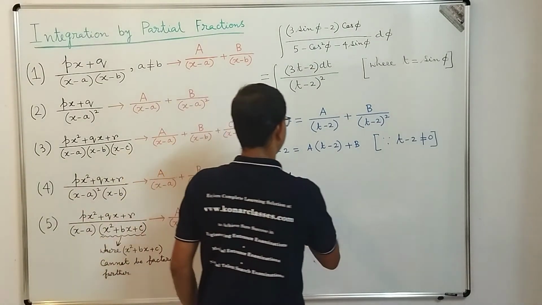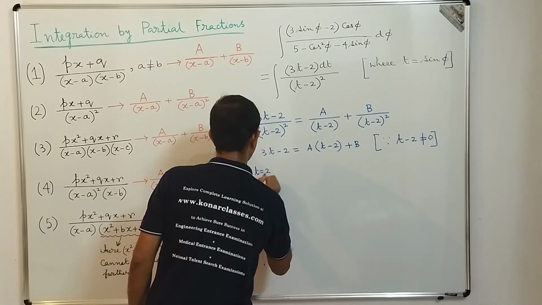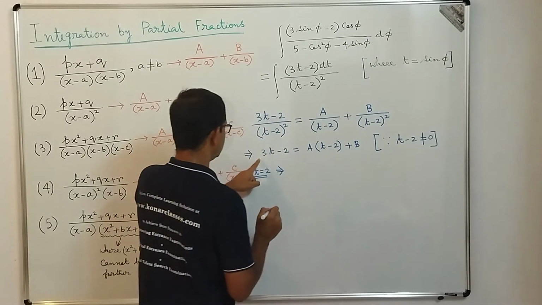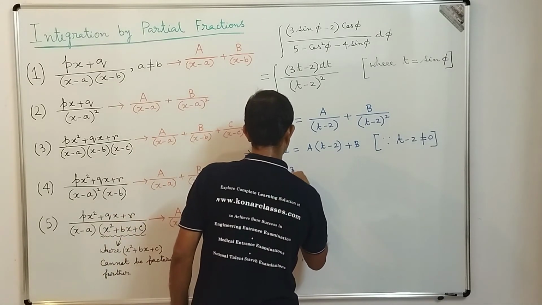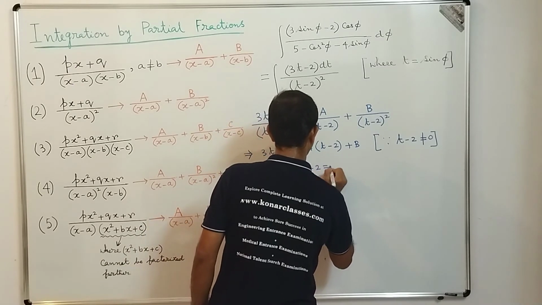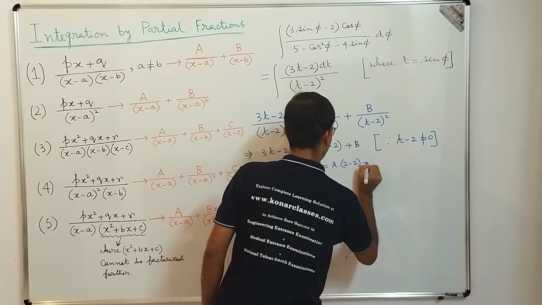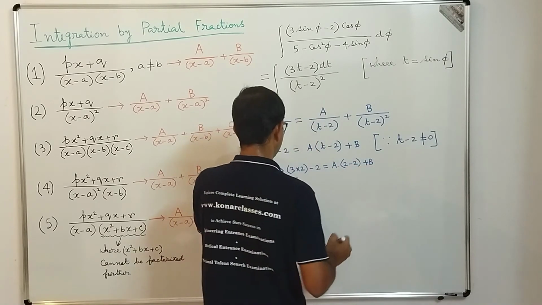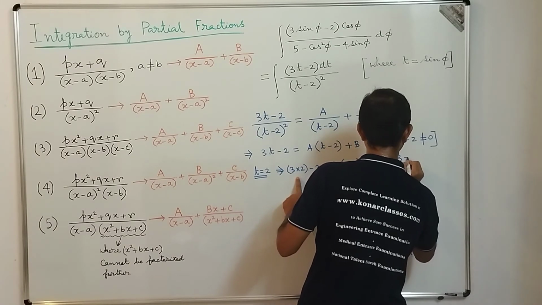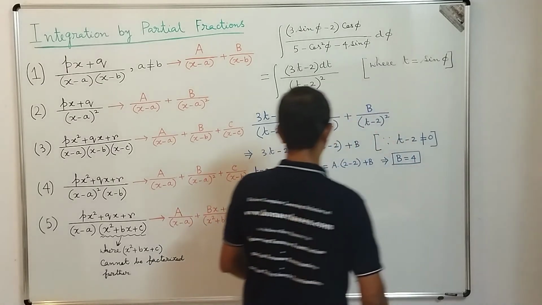Okay, so then what we can do is apply the value of t equal to 2 on both sides. So in the left hand side, 3 into 2 is 6. So 3 into 2 minus 2 is equal to A into 2 minus 2, that is 0, plus B. From here, 6 minus 2 is equal to 4. So that implies B is equal to 4. So we get the value of B as 4, dear students.